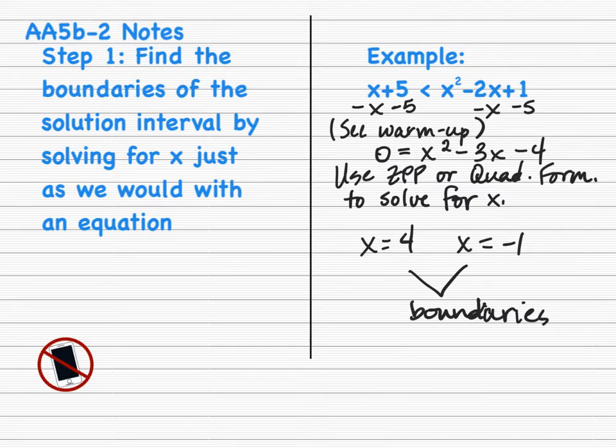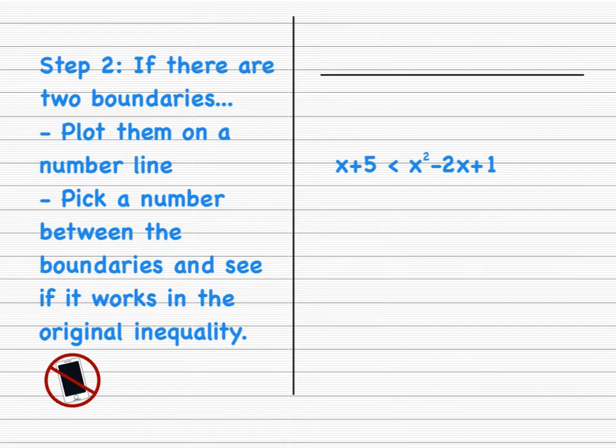Once you have your boundaries, you're going to plot those on a number line. This isn't always necessary, but it's particularly good for people who need the visuals. I'm going to have 0 there, so negative 1 and positive 4. Because this is less than as opposed to less than or equal to, these are going to be open circles, and that's as much as I know for now.